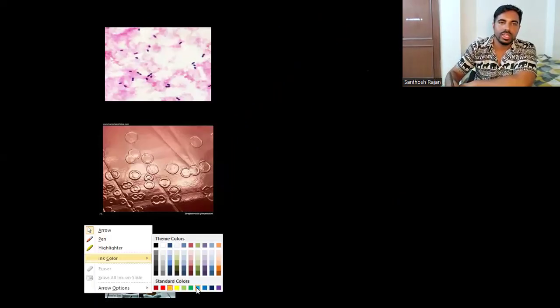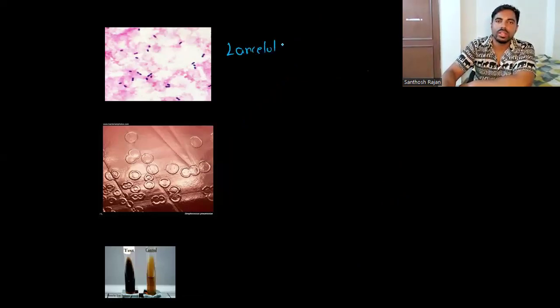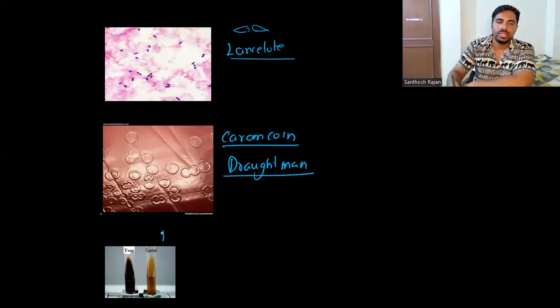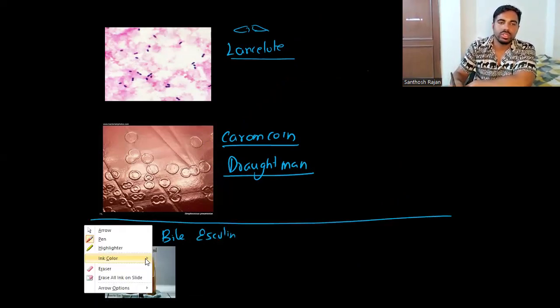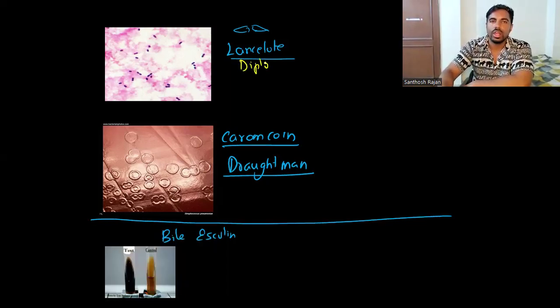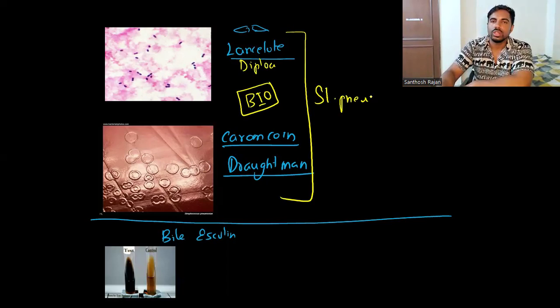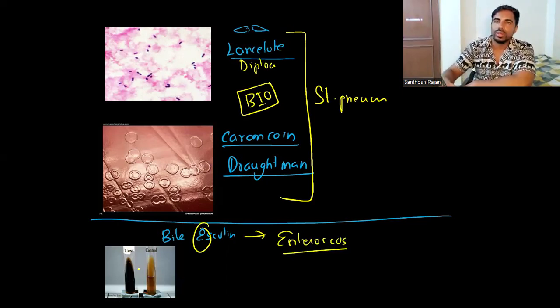Now this picture, if you see, is again interesting. I told you already, lanceolate, leaf-like lanceolate. And this is a carom coin or Drughtman's colony. And this is bile solubility. No, this is bile esculin. I'm sorry, I'm going to put it here now, these are different ones. What is this one? With these two tests, this picture comes: lanceolate diplococci and the carom coin Drughtman colony. Remember BIO: bile solubility, inulin fermentation, optochin. That is Streptococcus pneumoniae. This bile esculin, E for Enterococcus. So Enterococcus black color comes, the evil black color. It gives gamma hemolysis.